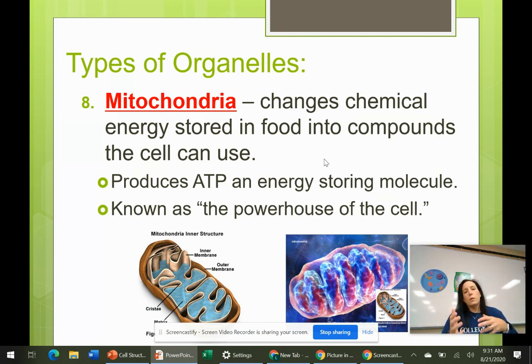Mitochondria. A lot of you know this one because it's a fun word to say. Mitochondria, it changes the chemical energy stored in food into compounds that cells can use. They produce ATP, an energy storing molecule. So mitochondria look like this. So see, they have these double membranes. And they're known as the powerhouse of the cell. So they give it all the power and all the running, kind of what it does.